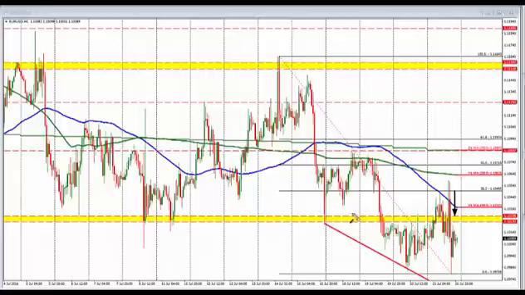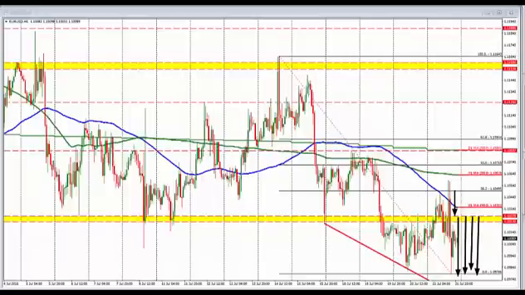And so we'll give the benefit of the doubt to the sellers that as long as the price can remain below this area, the bias remains more to the downside. Bias remains more to the downside. And what's so important about that, especially as we head into the final trading day?